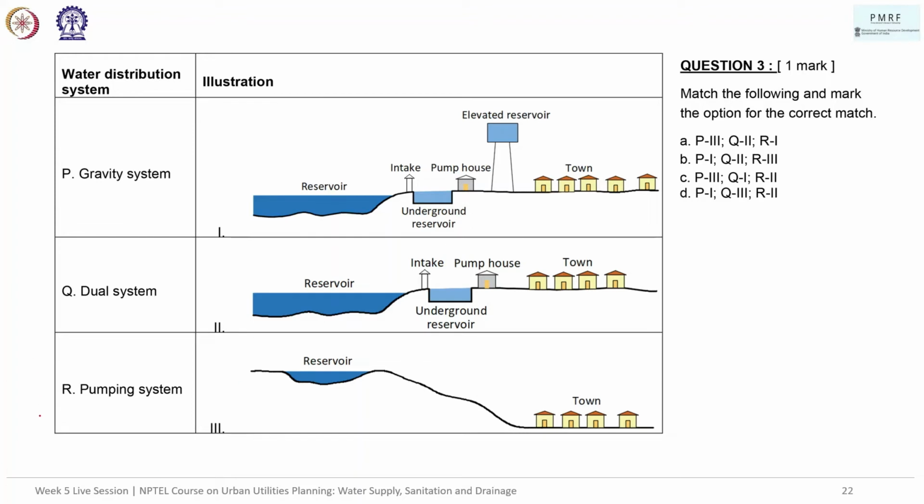Right? So we have gravity system, dual system, and pumping system. Can somebody attempt to answer? Please post in the chat box.